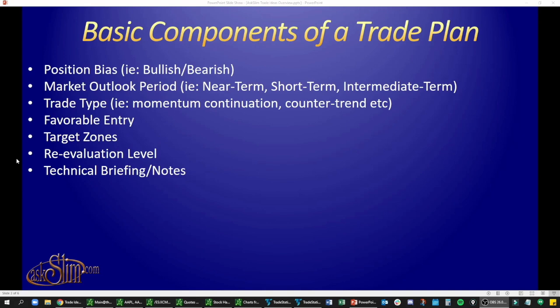Here are the basic components of a trade plan that we include in our Trade Ideas trading plans. They include the position bias, whether it be bullish or bearish, the market outlook period, whether it be near term, which we note as 1 to 5 trading days, short term, which is 1 to 3 weeks, or intermediate term, which is 3 to 8 weeks, the trade type, whether it be a momentum continuation trade or a counter trend, among others, the favorable entry, the target zones, the reevaluation level, and lastly, the technical briefing and any notes.